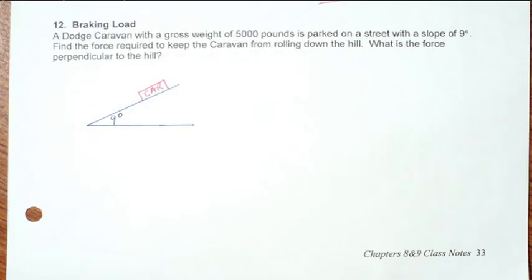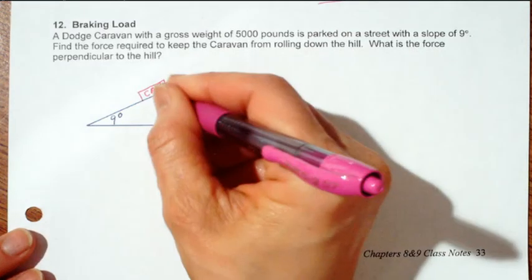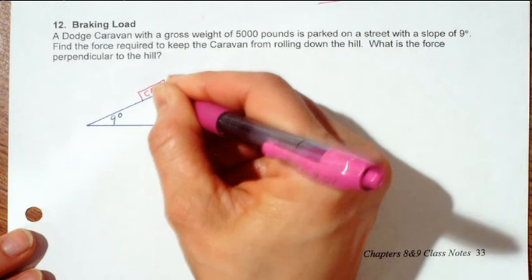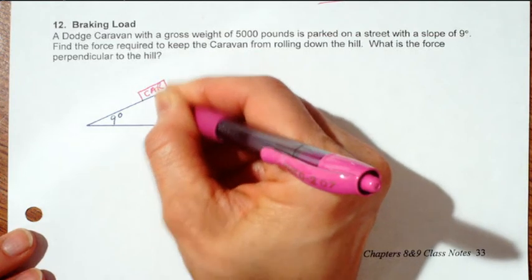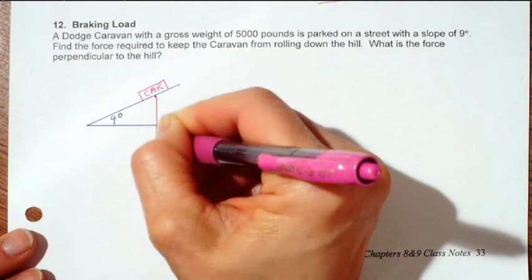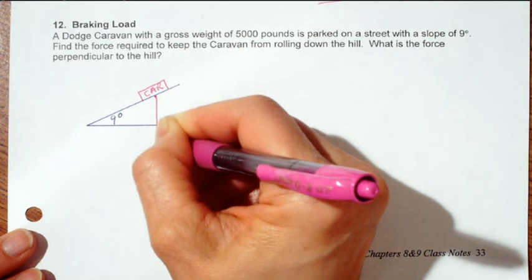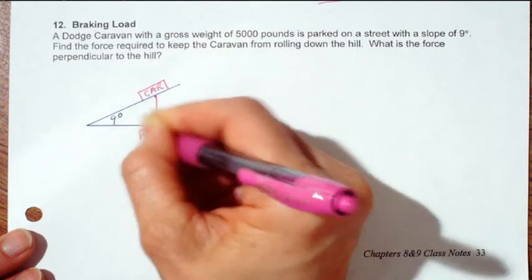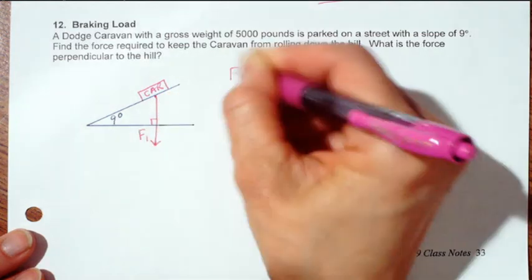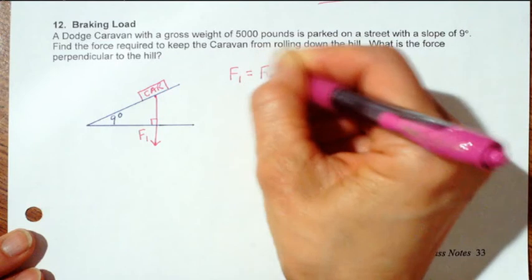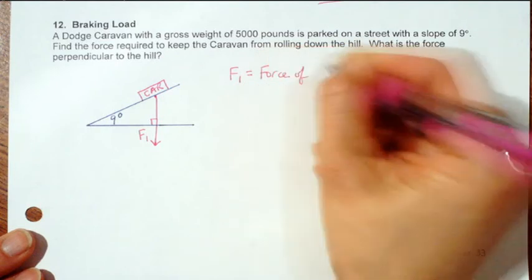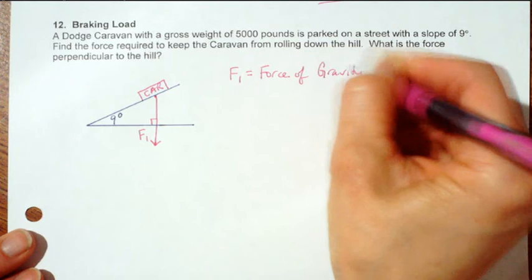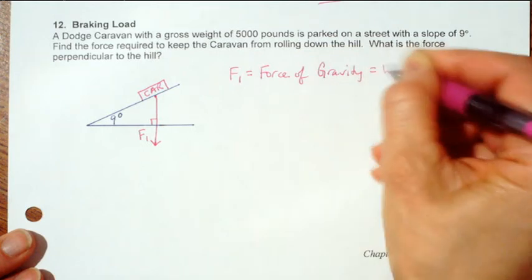And so you end up having 3 different forces on a problem like this. The first one is the force that is due to gravity, force of gravity. So it's going to go down, and it ends up being perpendicular to the ground. So this is going to be my F1. F1 is equal to the force of gravity, which is equivalent to the weight of the car.